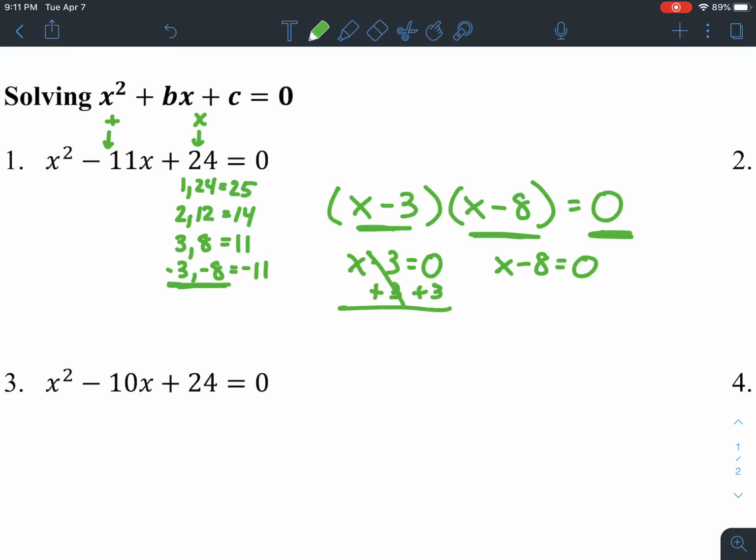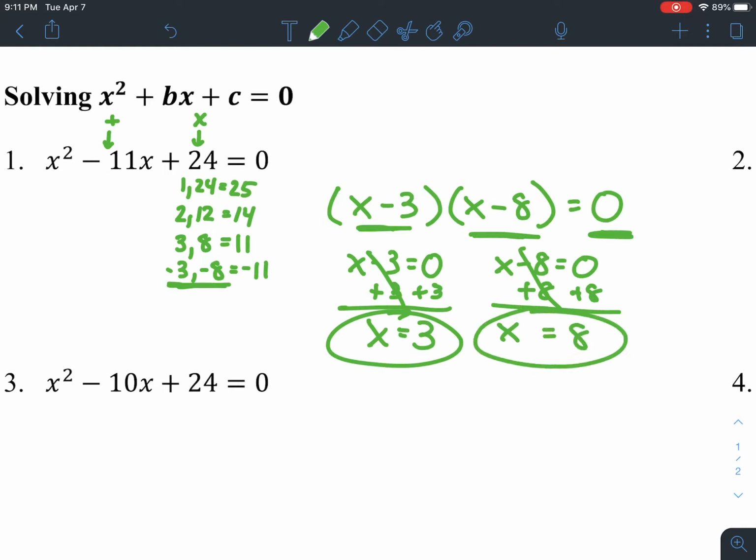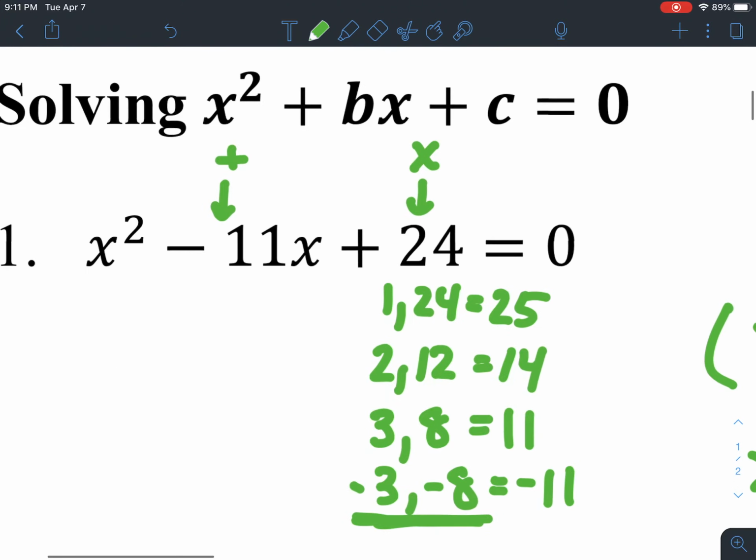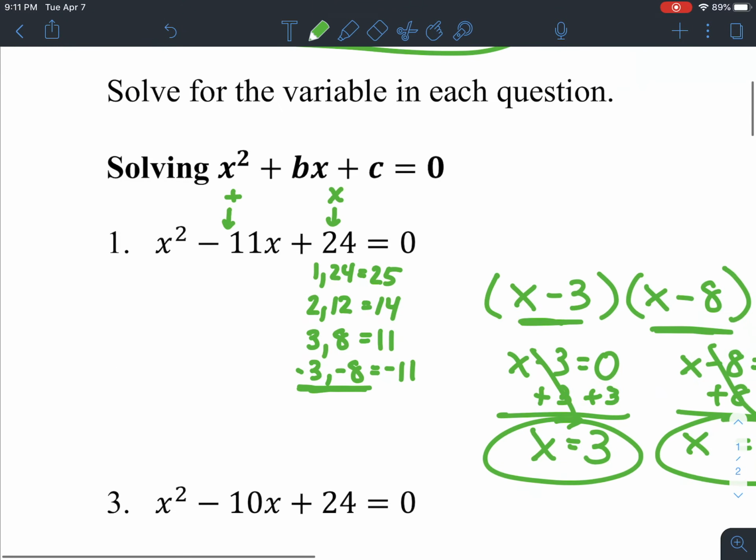Well, I would just add 3 to both sides. 0 plus 3 is 3. So one of my solutions is x is equal to 3. In the other case, I would just add the 8 to both sides. And 0 plus 8 is obviously 8. So my two solutions are 3 and 8. When we plug 3 into this equation, it would end up equaling 0. And if we plug 8 into that equation, it would also end up equaling 0. So that is how we solve by factoring.